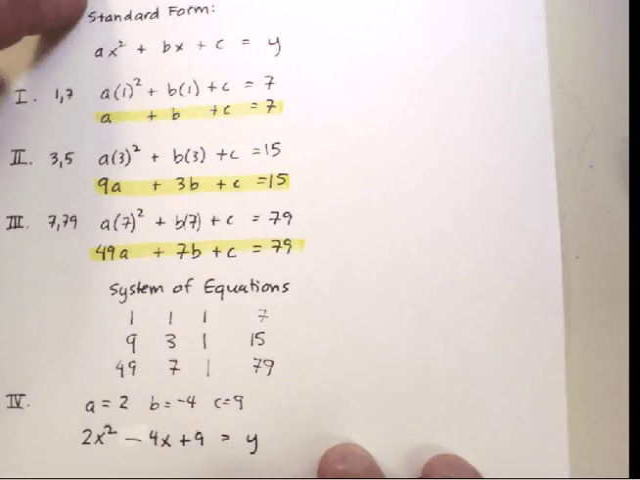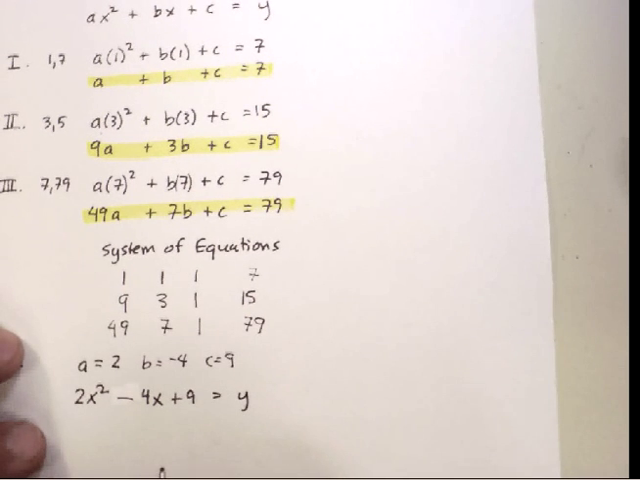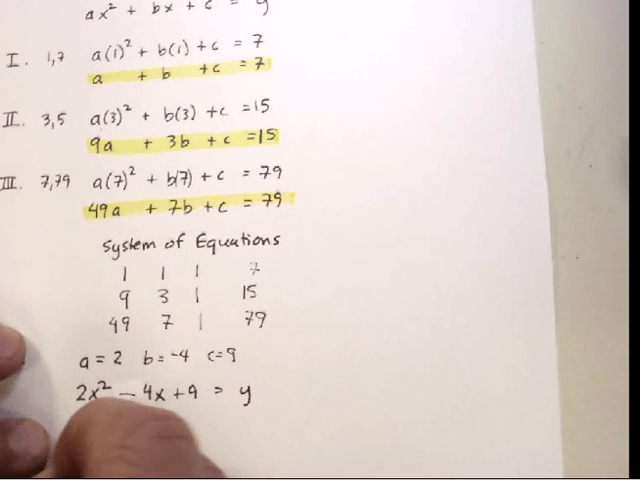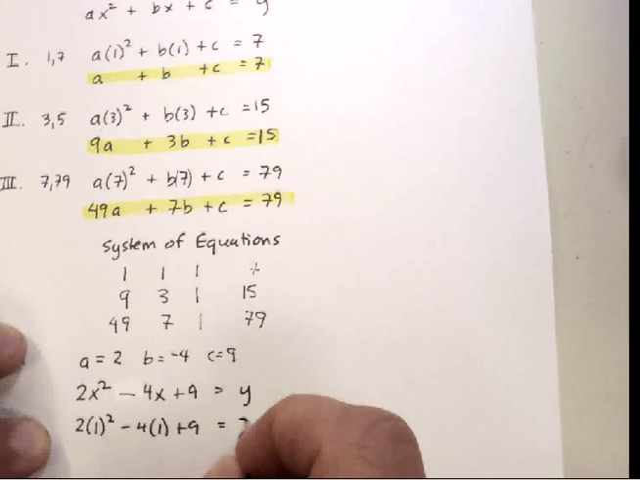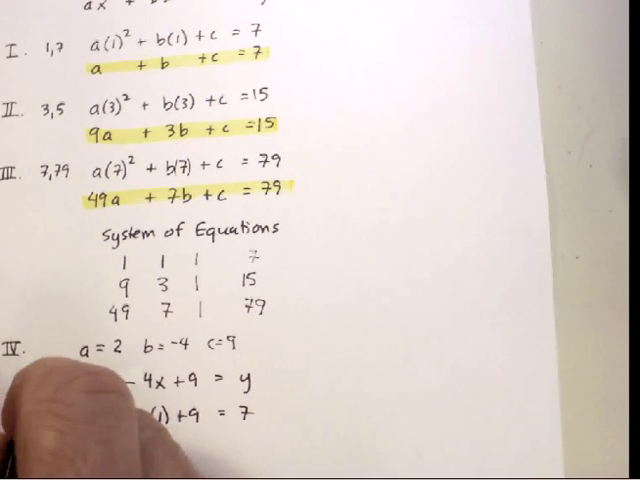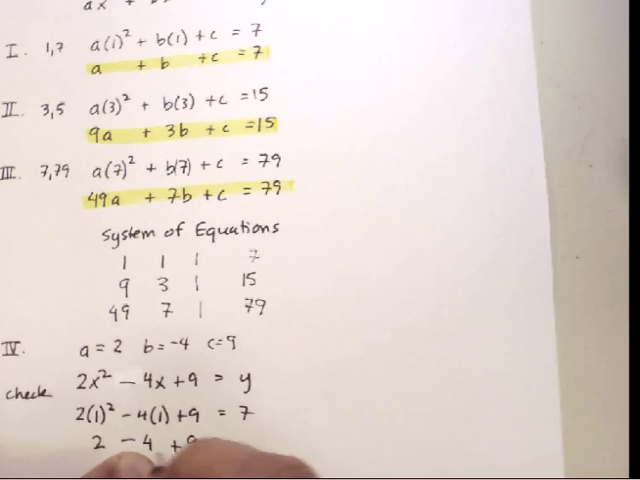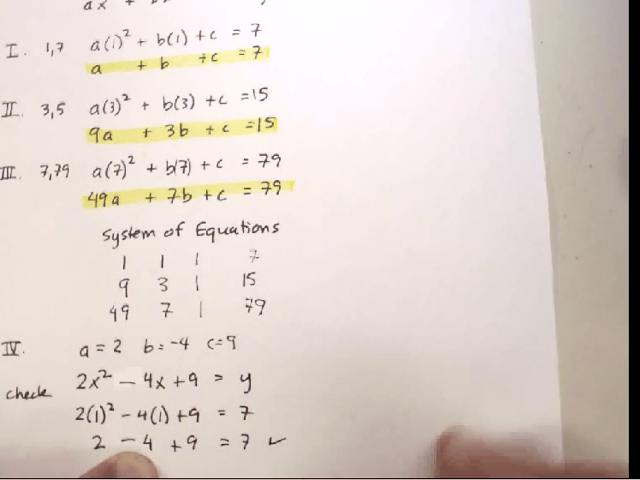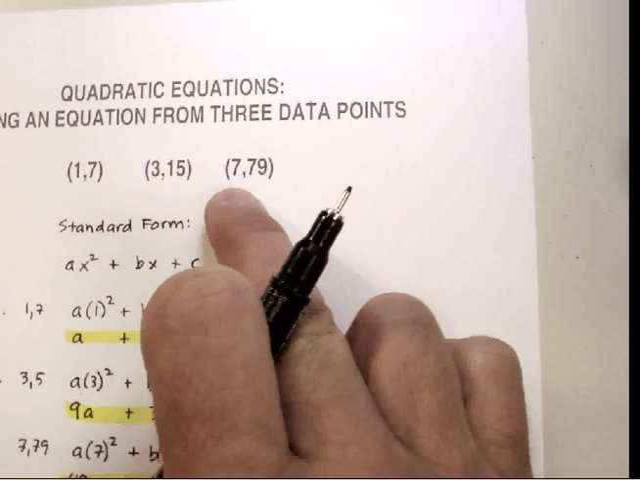If I were to put any of these points through this equation, it would actually work. Let's just try one of the random points. Let's try the 1 and the 7. So 2 times 1 squared minus 4 times 1 plus 9 should be equal to 7. Let's check that. 1 squared is 1 times 2, it's 2. Minus 4 times 1 is 4. Gives me negative 2 plus 9. Negative 2 plus 9 is equal to 7. Sure enough, it works. And it will work for 3, 15, and it'll work for 7, 79 too.